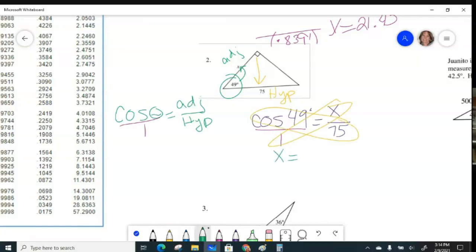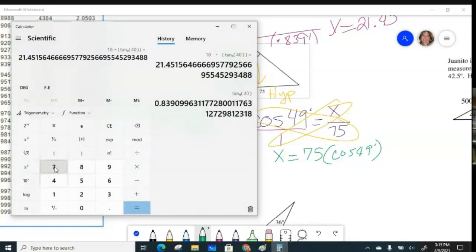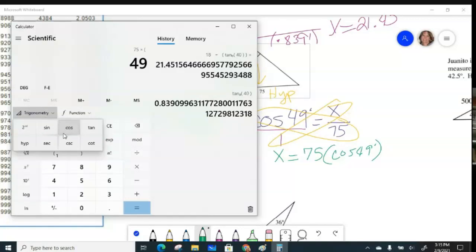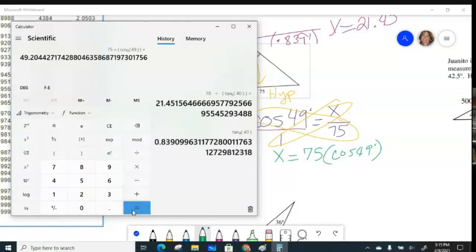We end up with x equal to 75 times the cosine of 49. I do tell my students, be very careful, keep your trig function always in parentheses so that we don't get the numbers mixed up. So we're doing 75 times, open parentheses. For a computer or cell phone calculator, sometimes you have to type in the angle and then tell it which trig function. Then it calculates it for us. Hit enter, and we get that x is 49.2.